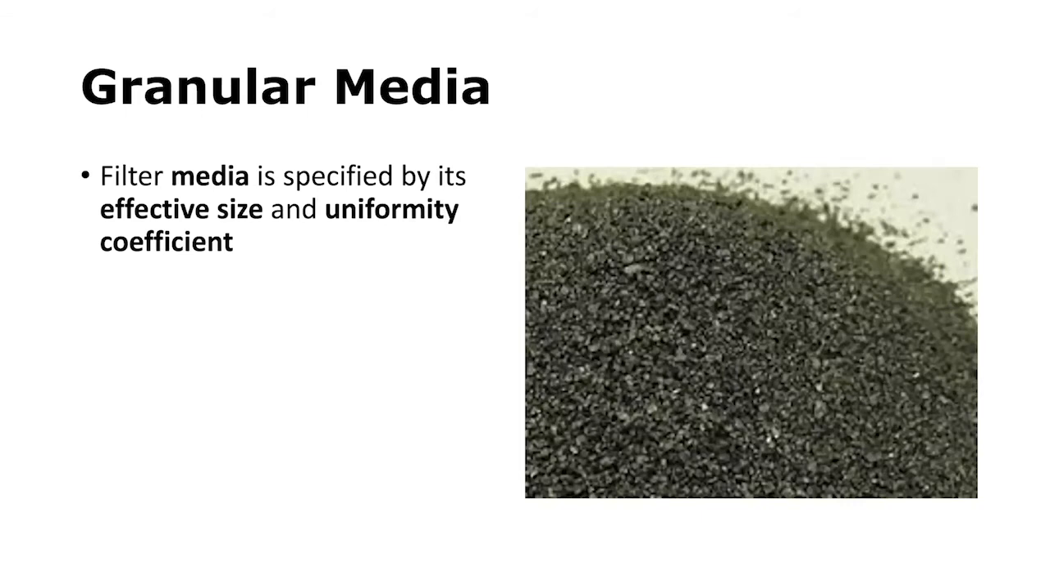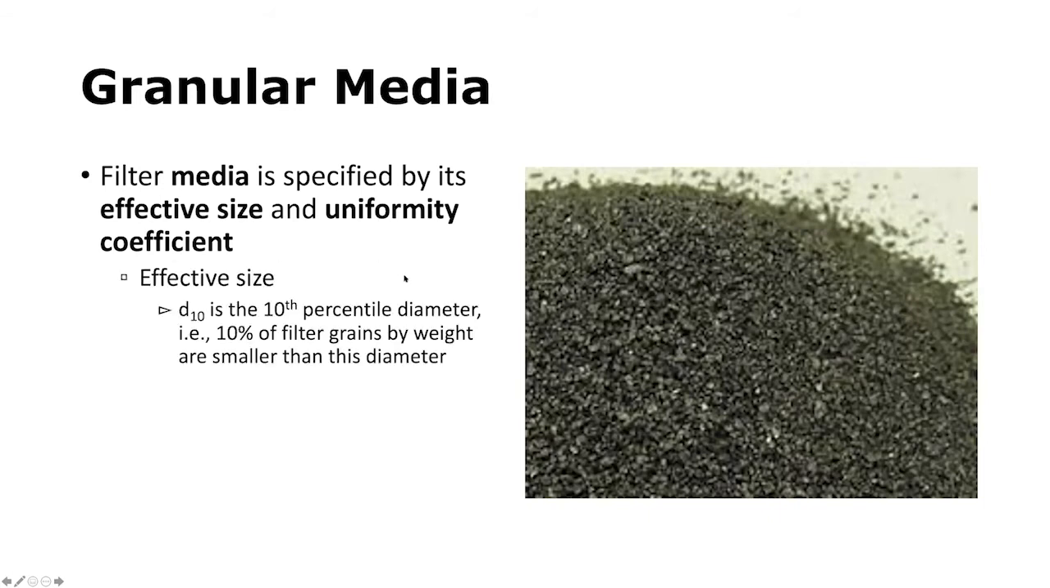All right, so first we start out with the media. A media filter has different layers of media that are specified either by the effective size of the media, by the uniformity coefficient, so how uniform is that size of the media, and also by the type of media, so what's the material of the media being used.